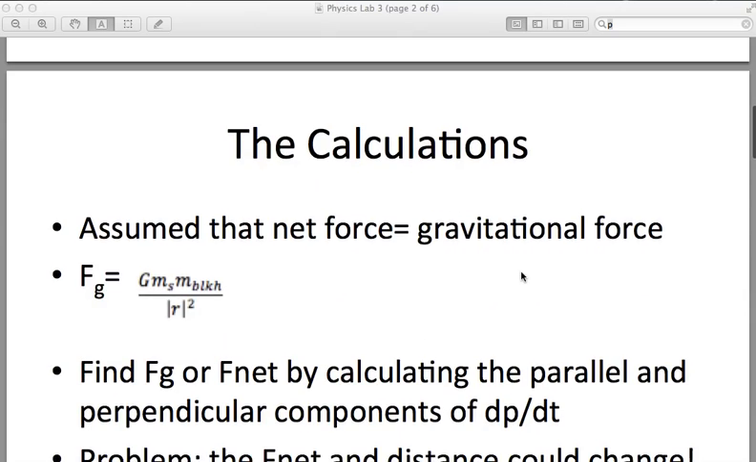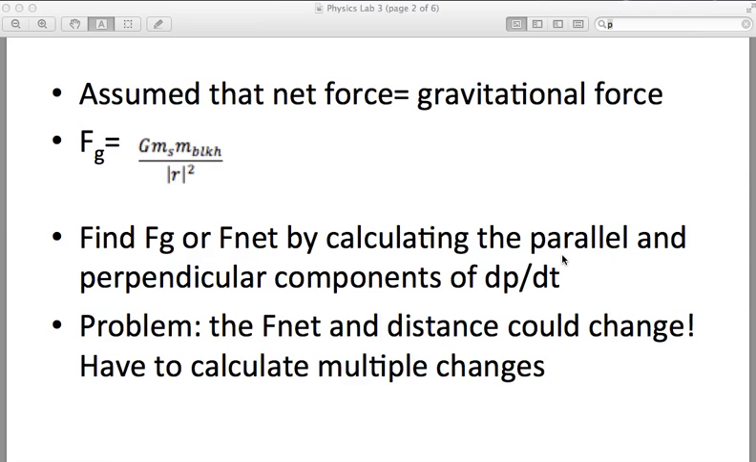The mass was then calculated by finding the parallel and perpendicular components of dp/dt, and since it can be assumed here that F net is equal to dp/dt, and the only significant component of the net force is going to be the gravitational force, then the F net can be found as positive G, which is the gravitational constant of 6.7 times 10 to the negative 11, times the mass of the star times the mass of the black hole divided by the distance between the two squared. So this formula is manipulated later to find the mass of the black hole.